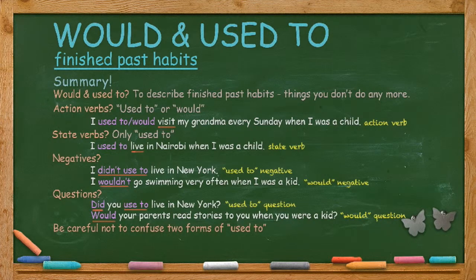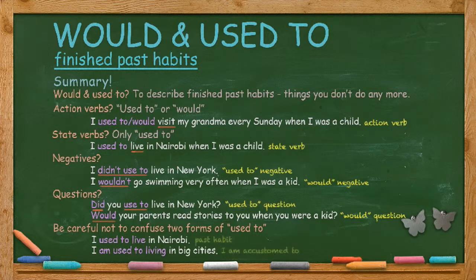Be careful not to confuse 2 forms of used to. Here are 2 sentences. I used to live in Nairobi, and I'm used to living in big cities. The first sentence is a past habit. The second sentence means I'm accustomed to living in big cities. We form this second sentence using am, used to, and verb plus ing. The time idea is present rather than past.